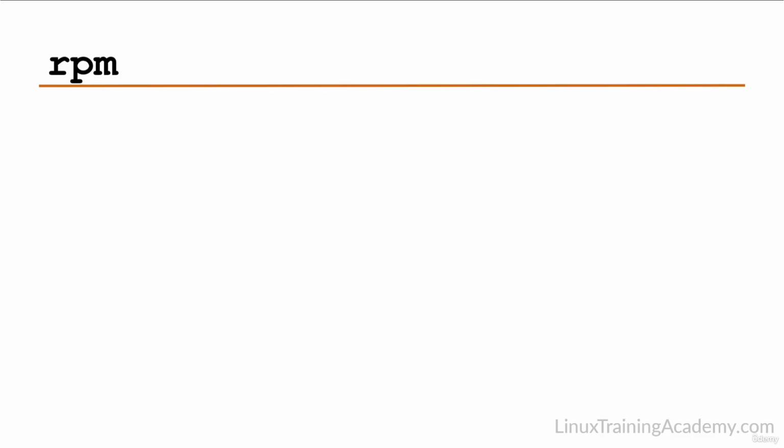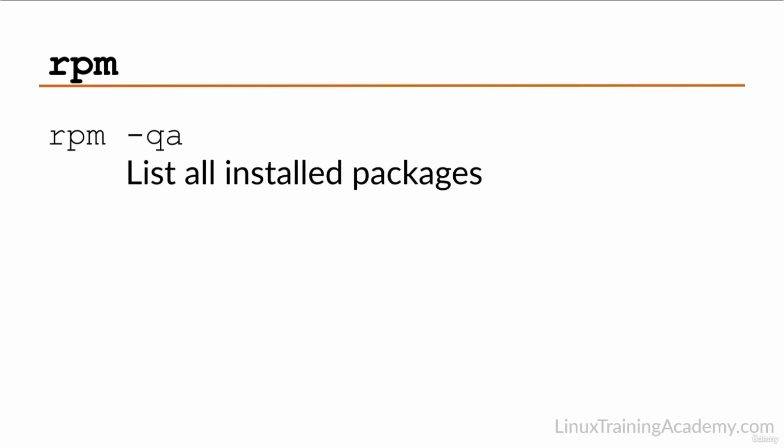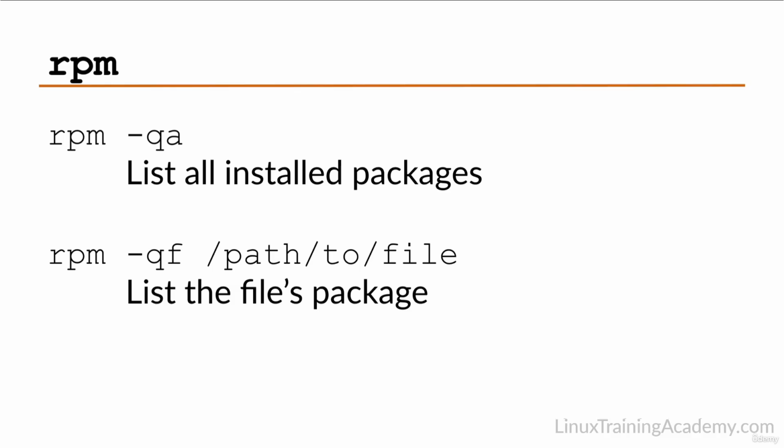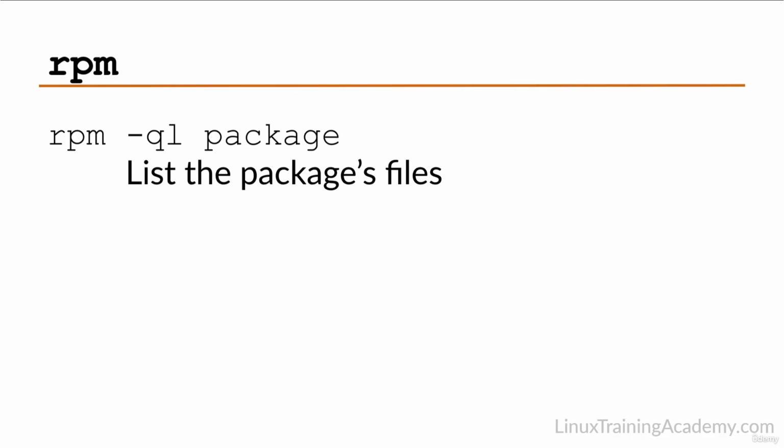In addition to the DNF command, you can use the rpm command to interact with packages. When you use this lower level command, be aware that you do not get all the features of DNF, such as automatic installation of dependencies. If you want to see all the installed packages on a system, you can run rpm -qa. If you want to know which package a file belongs to, you can run rpm -qf and then the path to that particular file. Use the command rpm -ql and the package name to list all the files that belong to that package.